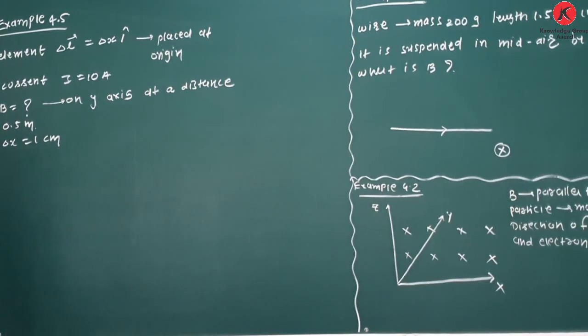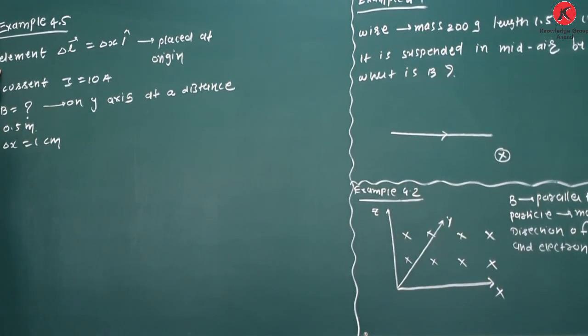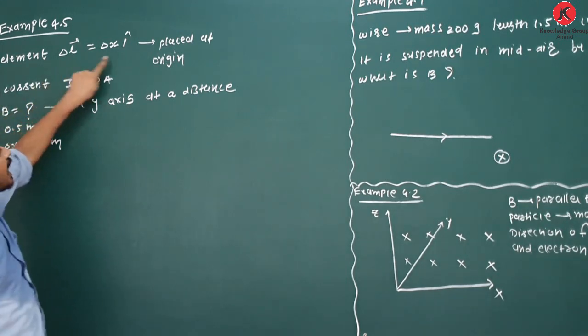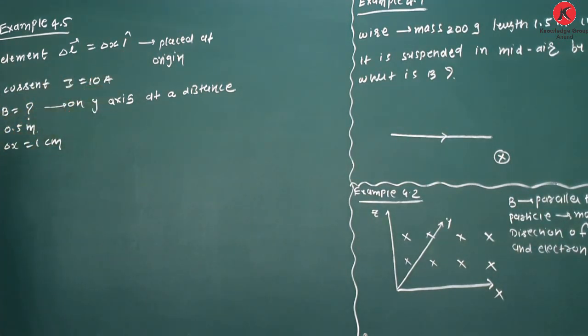Now we will see some questions. See, here it is. One element having length delta L is equal to delta x i. You see this current element is in positive x direction, placed at origin, okay? Current flowing through it is I is equal to 10 ampere. What is the magnetic field on the y-axis at a distance 0.5 meter? Delta x is equal to 1 centimeter. Yes, you are given 1 centimeter. Okay, see how to find it.